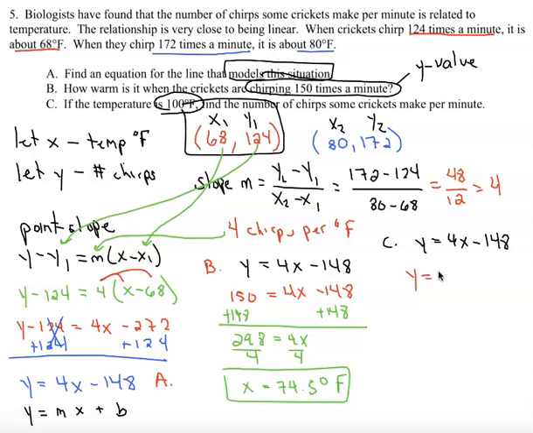So my equation is y equals 4 times 100 minus 148. And 4 times 100 is 400. And 400 minus 148 is 252 chirps. So you could potentially be hearing 252 chirps per minute when the temperature is 100 degrees Fahrenheit.